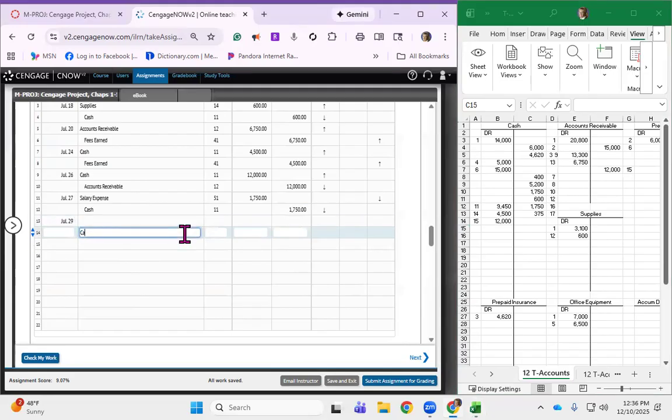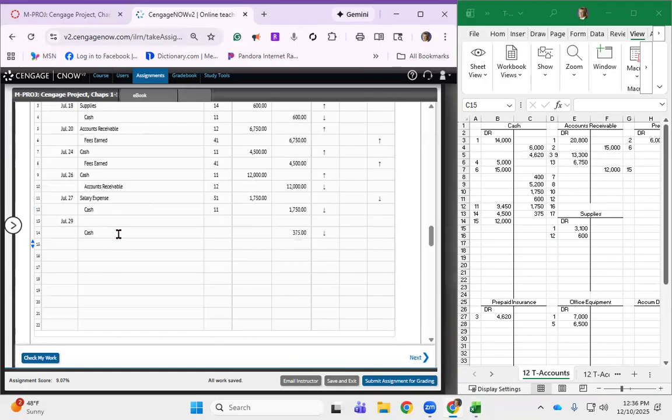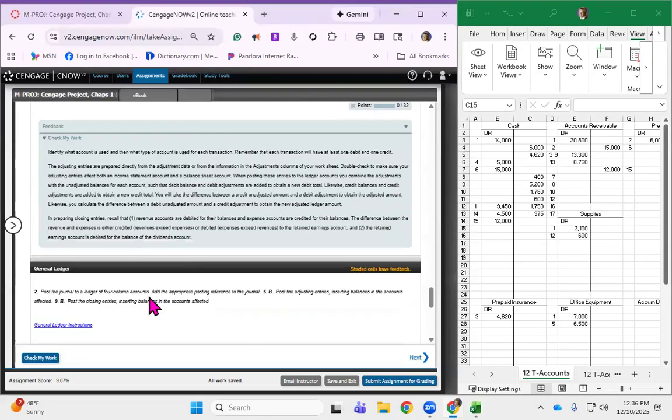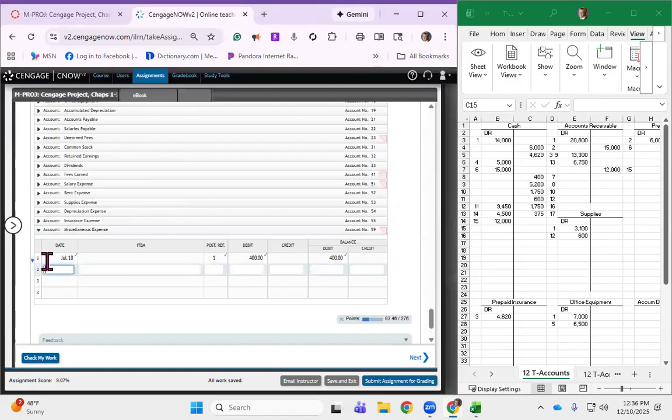I'm going to do my cash one first. Cash is the credit for $375. That's fine. And then miscellaneous, if you don't want to spell it, we've already got it put in up here. So let's put miscellaneous for the telephone bill. There we go. And it's $375. Now let's go post to miscellaneous expense down at the bottom. This will be the second entry. This is coming from the date July 29th.